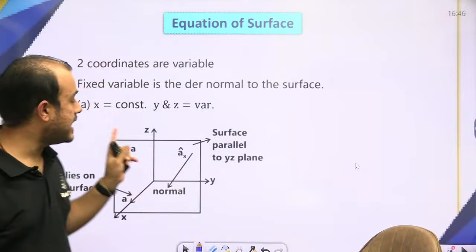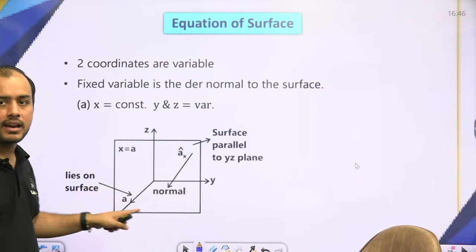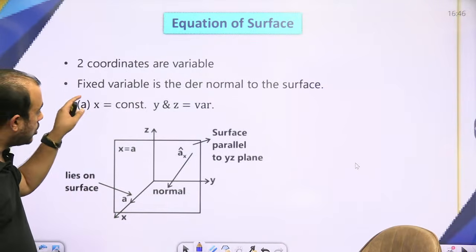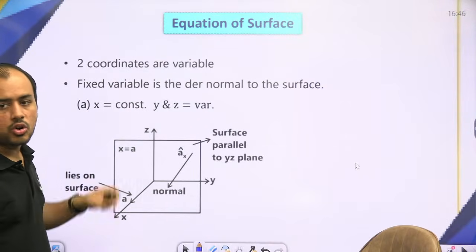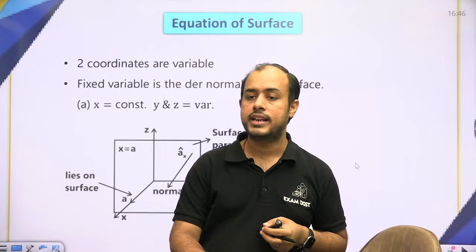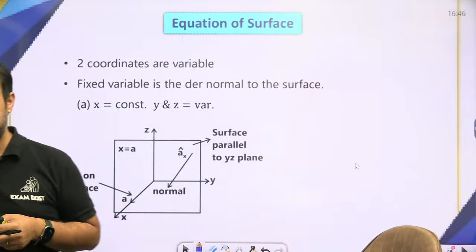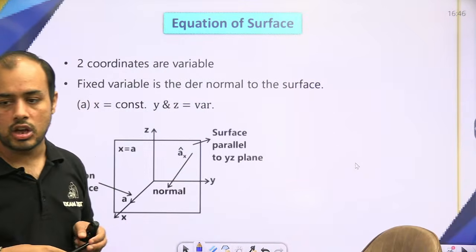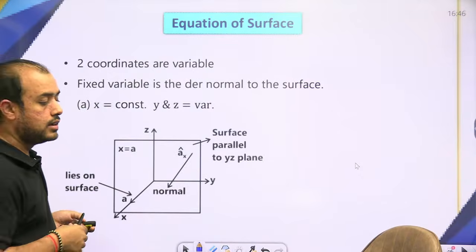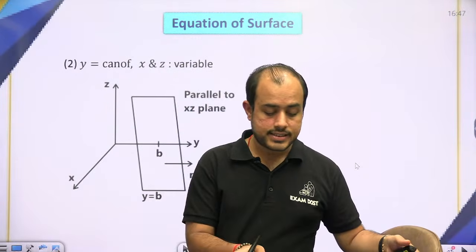So when you fix x coordinate, y and z are variable, you get a surface parallel to yz plane and the normal direction is the constant coordinate. जो कांस्टेंट रखे हो ना कोऑर्डिनेट, वही डायरेक्शन आपकी नॉर्मल डायरेक्शन बनती है. Okay, that becomes the normal direction. Then beta, if y is constant, x and z are variable.